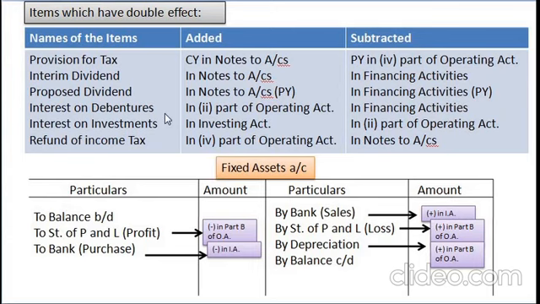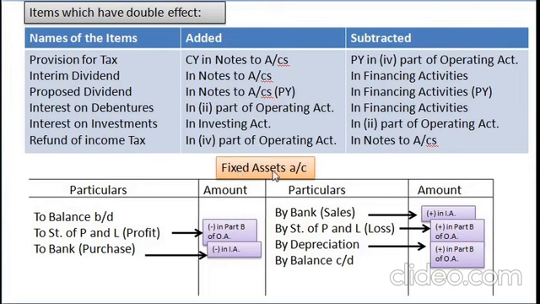Next is interest on debentures. It will be added in second part of operating activities and will be subtracted in financing activities. Next is interest on investment. Being it is our income, it will be added in investing activities and will be subtracted in second part of operating activities. And the last is refund of income tax. It will be added in fourth part of operating activities and will be subtracted in notes to accounts. I hope these items are clear to you.